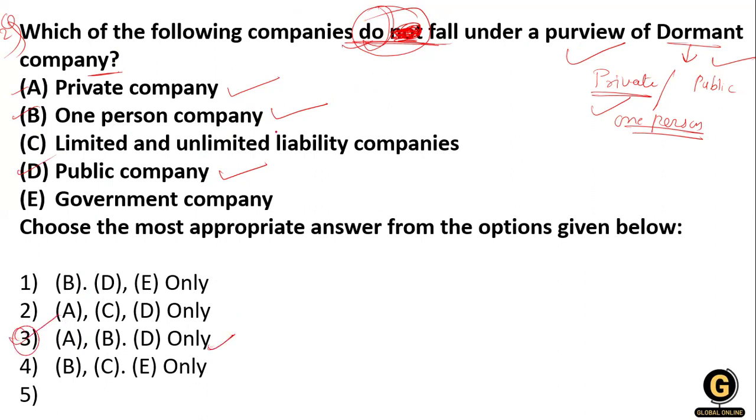Limited and unlimited liability companies do not come under the dormant company, and the government companies also do not come under the dormant company. Clear?